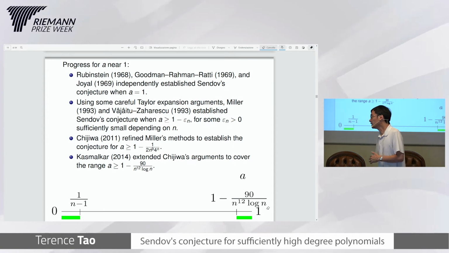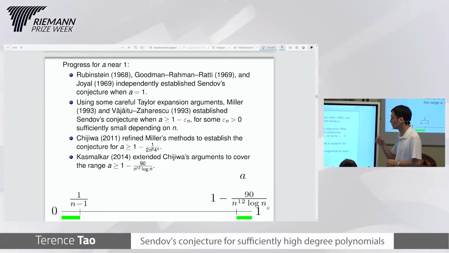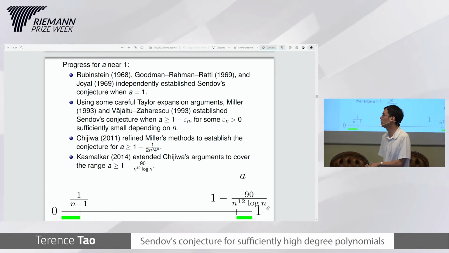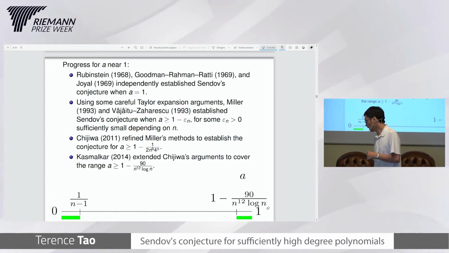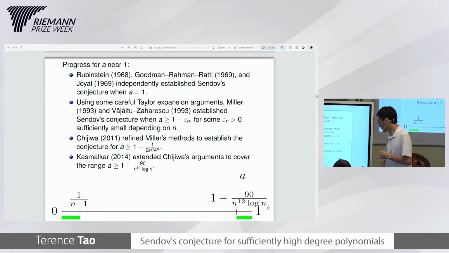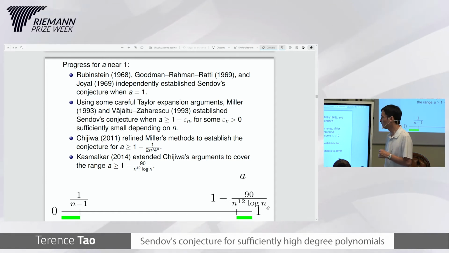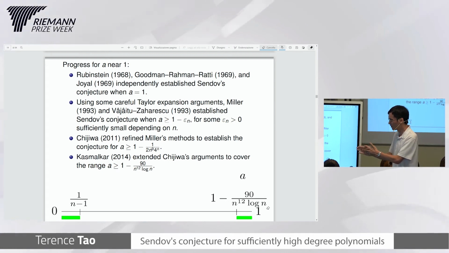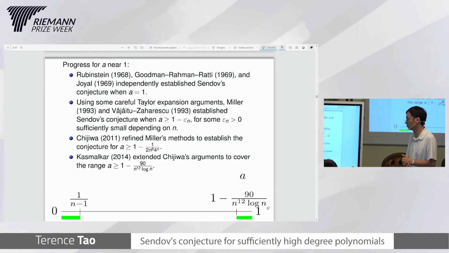Okay, so near 1, the conjecture is a bit trickier. When a is actually equal to 1, it takes a bit of work, but several people in the 60s were able to show that this conjecture was true when a is 1. Then, by refining these arguments using a lot of very careful Taylor expansion, in the 90s people were able to get a small neighborhood of 1. They could get down from 1 to 1 minus epsilon for some epsilon that depended on n. But the first few results didn't say what epsilon was.